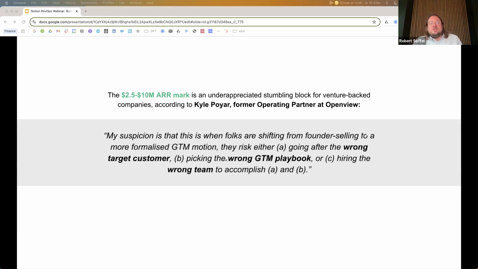Basically, what Kyle said was that the space between 2.5 and 10 million ARR is an underappreciated stumbling block, as you can see on the screen. The main reason, he said, is that companies struggle to nail the transition from founder-led to something more structured. You can see the 3 callouts he had. His suspicion, I should say, is that they're either going after the wrong target customer, trying to deploy the wrong playbook, or they've got the wrong team to understand if A and B are right in the first place.